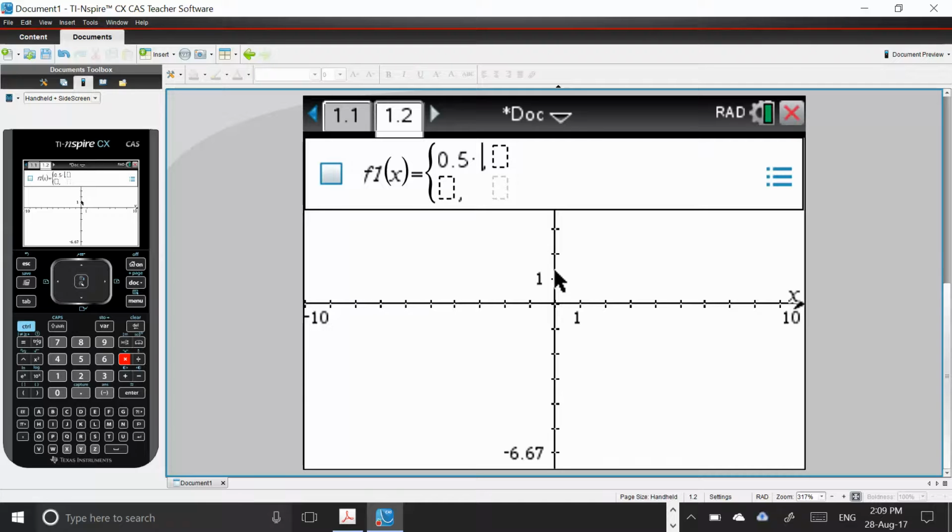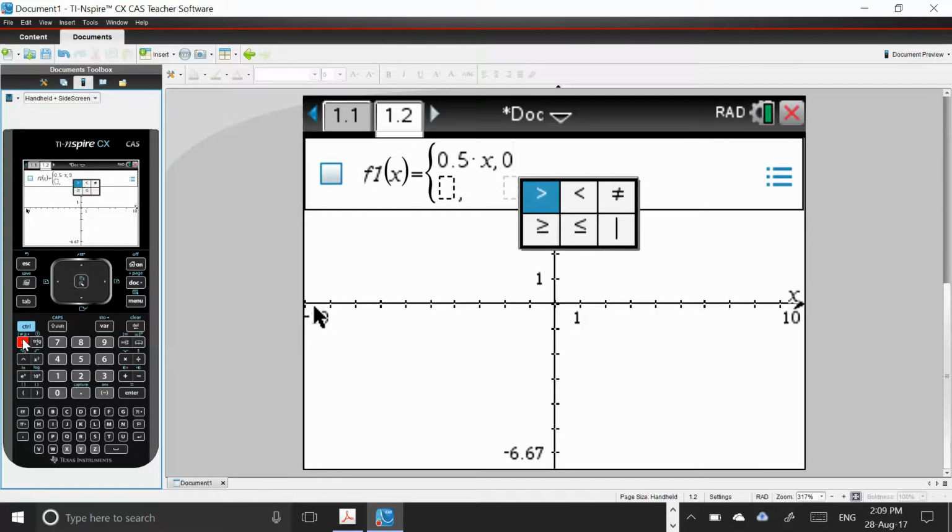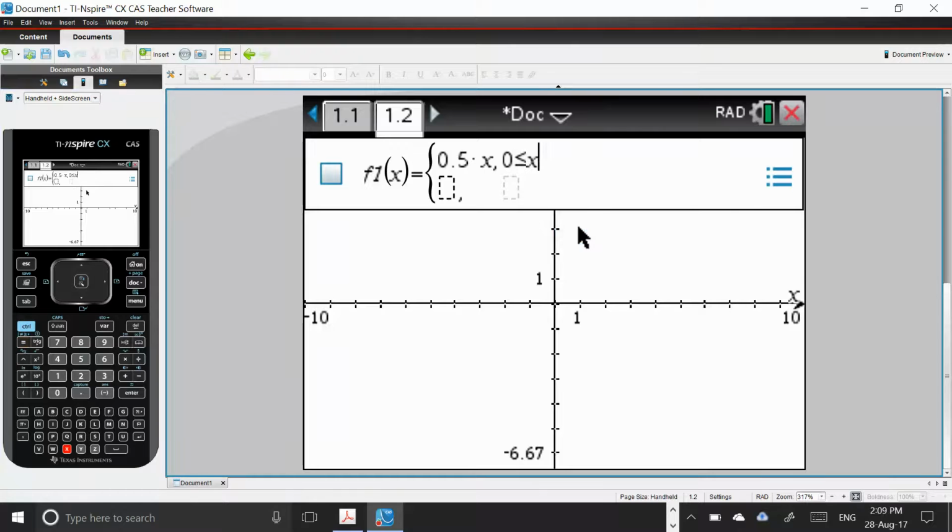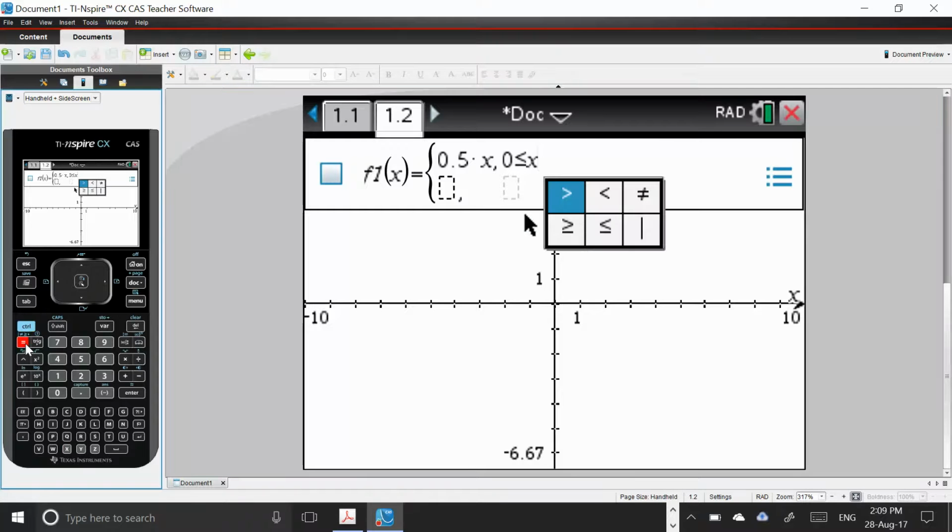If you just put 0.5x, sometimes in a large equation the calculator can't tell the difference between times x and not times x, and that's why it can't solve. So make sure to put the times. So 0.5 times x, between x greater than or equal to 0 and less than or equal to 2.